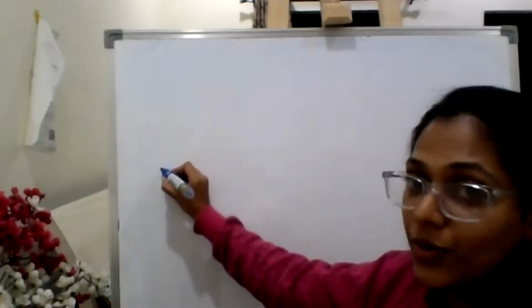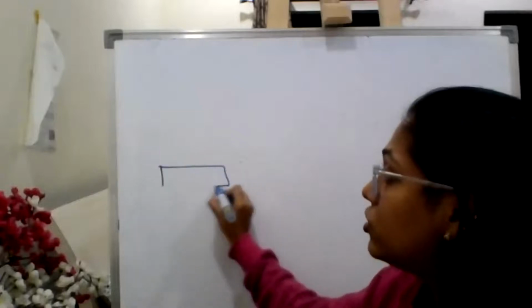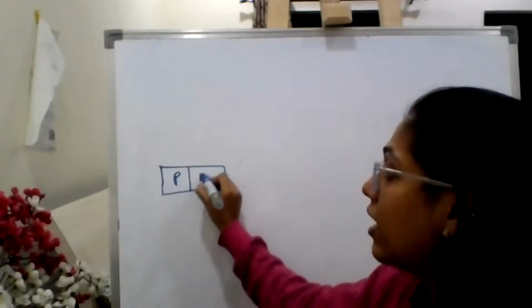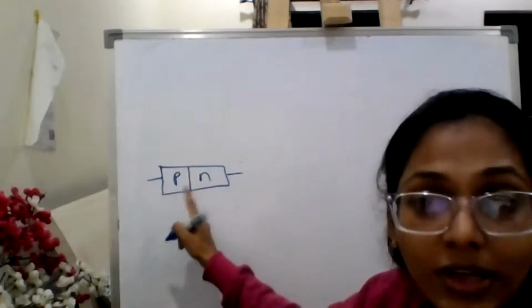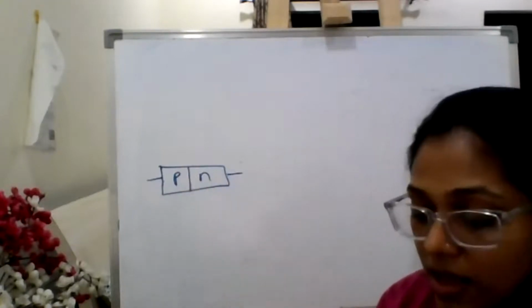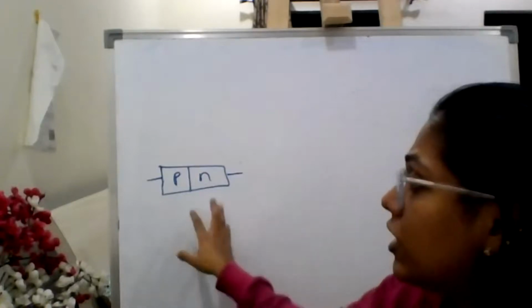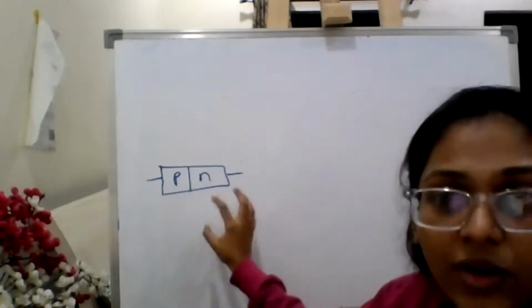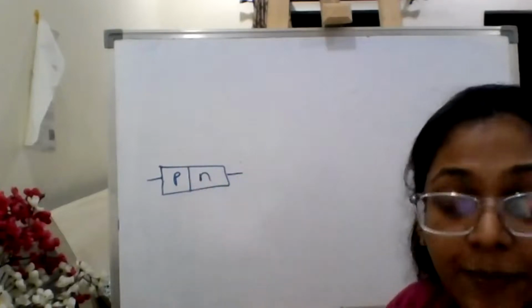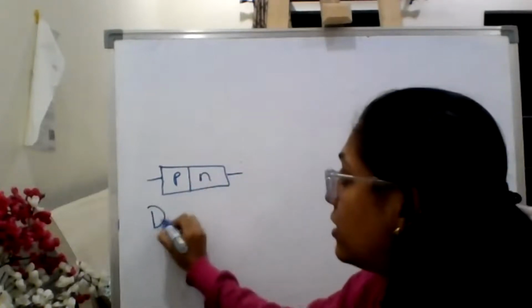First, we saw diode, right? Diode was just PN, right? There were only two layers, PN junction diode, and you saw different types of diodes in the previous classes. So the basic diode has two layers, P and N. Now this is a diode.